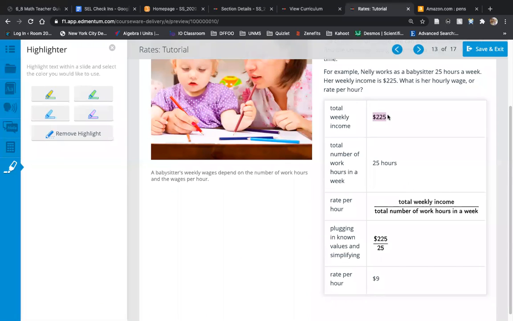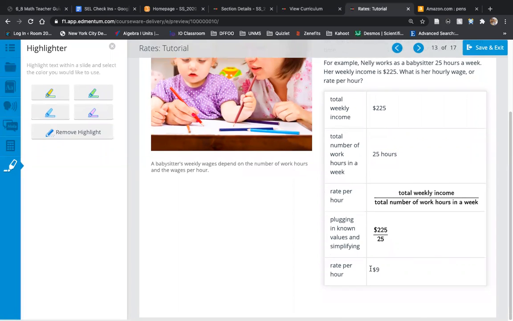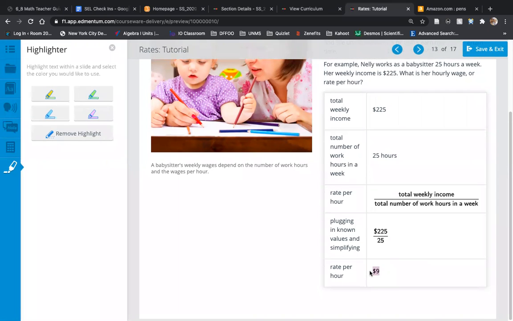So the person here in this example made $225. They worked 25 hours over the course of 1 week. So to figure it out, you would take $225 divided by how many hours you worked, which in this case tells us they made $9 per hour, right?